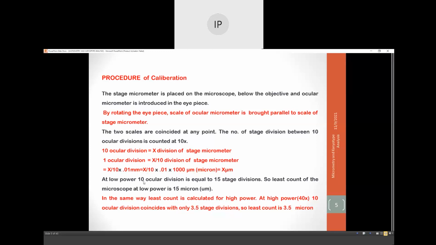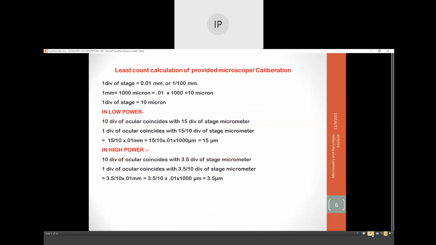At low power, 10 ocular divisions are equal to 15 stage divisions for this particular microscope. So the least count of the microscope at low power is 15 micron. In the same way, the least count is calculated for high power. At high power 40x, 10 ocular divisions coincide with only 3.5 stage divisions, so the least count is 3.5 micron. This is how the calculation is done.